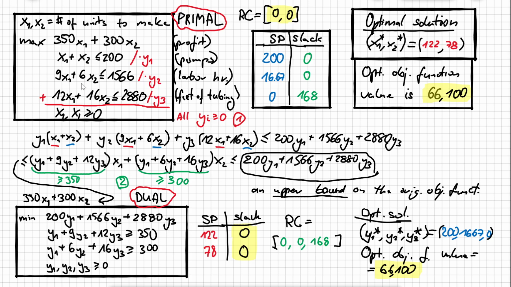What I want you to recall is that the objective coefficients in the original problem became right-hand sides in the new problem. The right-hand side values in the original problem became objective coefficients in the dual. And the matrix of coefficients, 1, 1, 9, 6, 12, 16, became also the matrix of coefficients, but transposed. It's 1, 1 in the columns, where it was in the rows. 9, 6, and 12, 16. What was in the rows of the original matrix of coefficients became transposed.